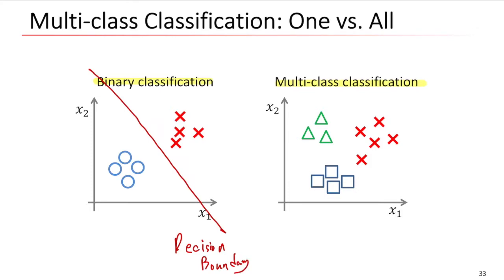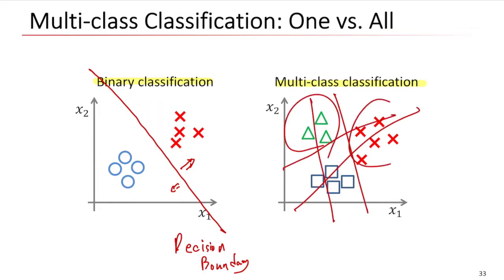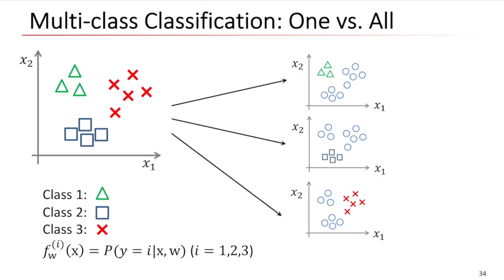We can just find the decision boundary that separates the training samples like this, right? But in this case, a single decision boundary cannot separate these three kinds of training samples, right? Then how can I find the decision boundaries that separate this multi-class? This is the one versus all technique.